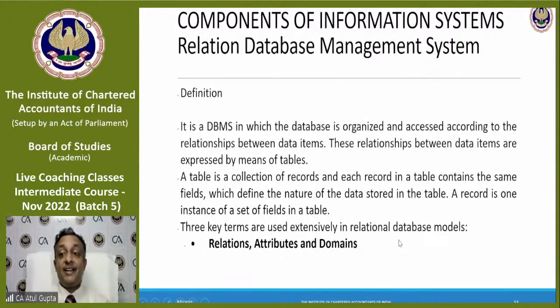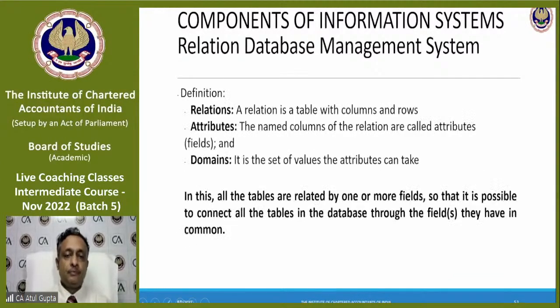RDBMS, relational data, where you relate. It's a database model in which the database is organized and accessed according to relationships between data items. These relationships between data items are expressed by means of tables. A table is a collection of records and each record will be related. So you have relations, attributes and domains in a relational database model. So relation, attribute, domain, you connect.